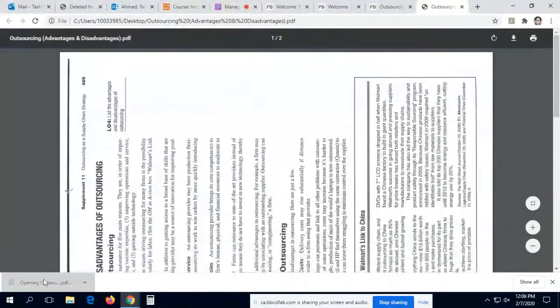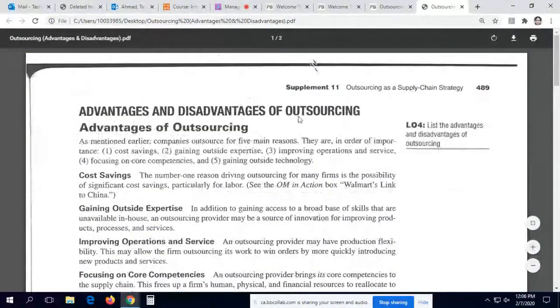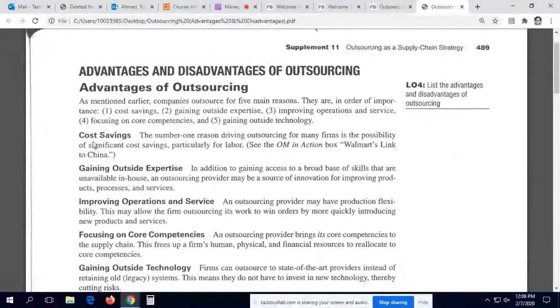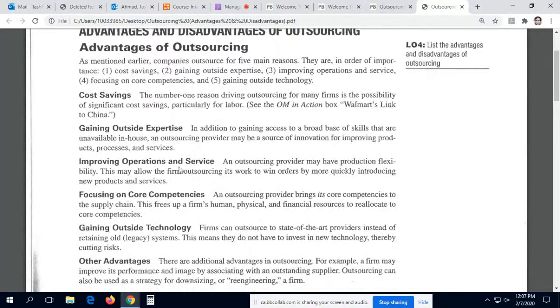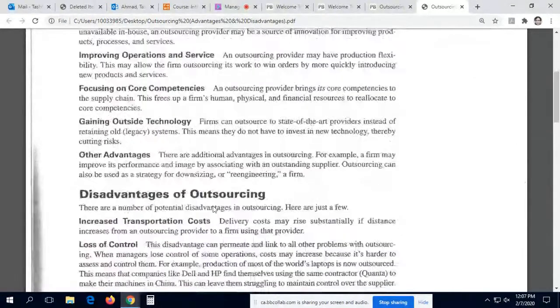What are some of the advantages and disadvantages of outsourcing? Advantage: when you outsource, what would be the advantage? You will be saving some cost because you are not doing it yourself and you are asking someone else who is maybe good in that. So you are saving cost, time and energy, you are focusing on your niche, you are becoming better in your select core competency, you are developing that. You are gaining outside expertise, improving operation services, focusing on core competencies, and gaining outside technology. These are the advantages.